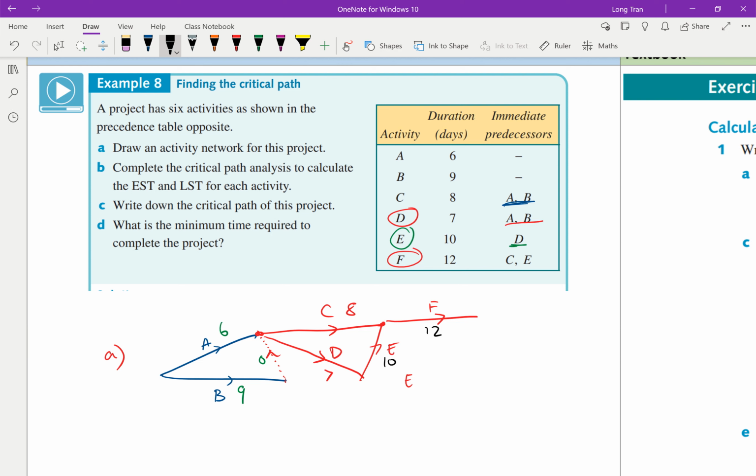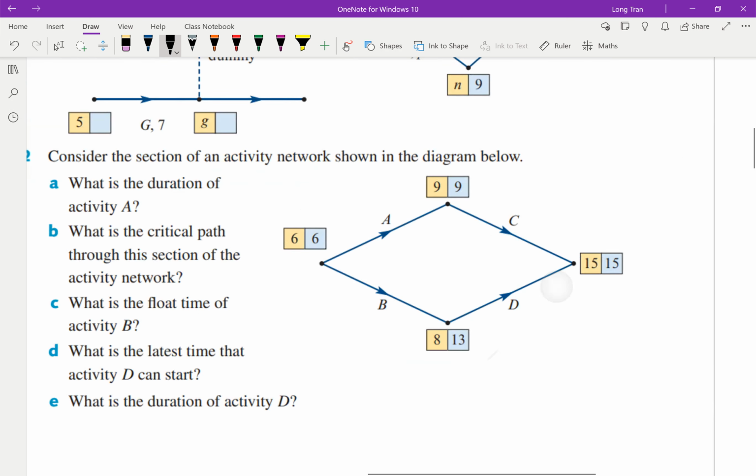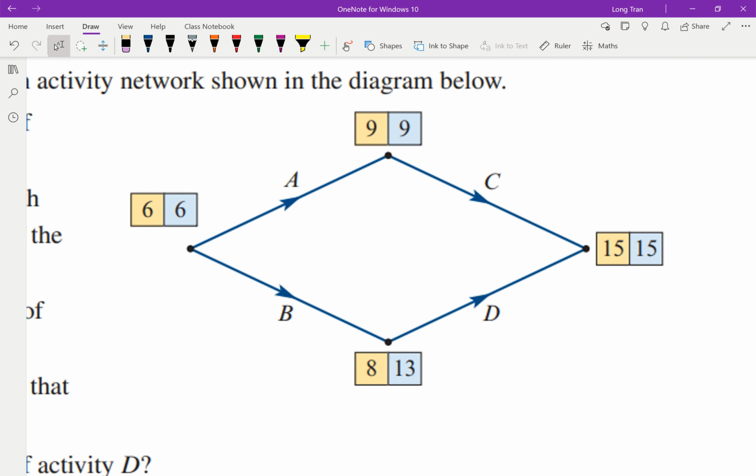Now, one of the terms I haven't taught you yet is called critical path analysis. In each and every one of these, your job is to understand what a critical path is. I'm going to quickly show you in each and every one of these networks here. Here's a quick network. What is a critical path?